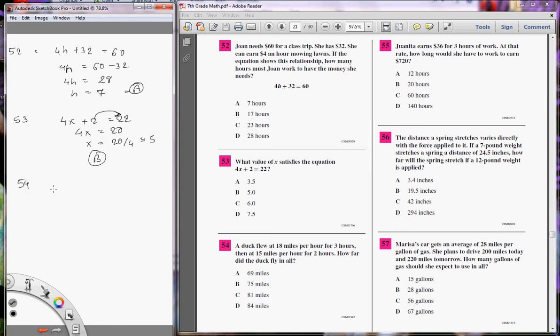Question number 54. A duck flew 18 miles per hour for 3 hours, then at 15 miles per hour for 2 hours. How far did the duck fly in all? So 18 miles per hour times 3 hours is equal to 54 miles, and 15 miles per hour for 2 hours is 30 miles. So the total the duck flew is 84 miles. So the answer will be D.